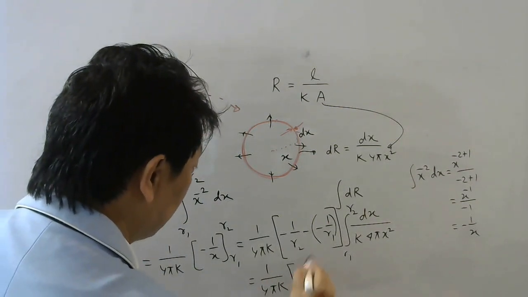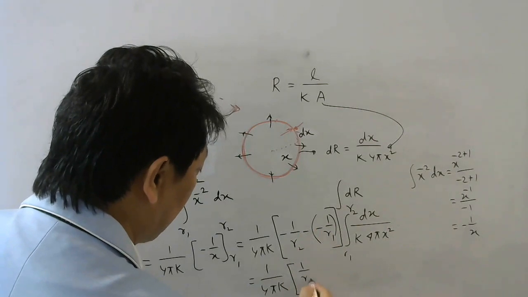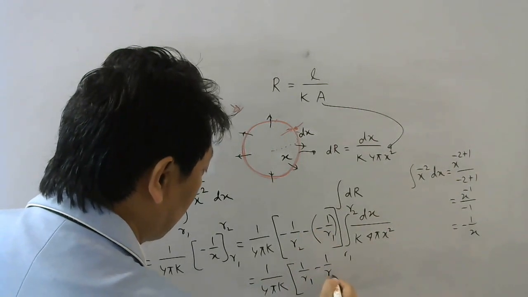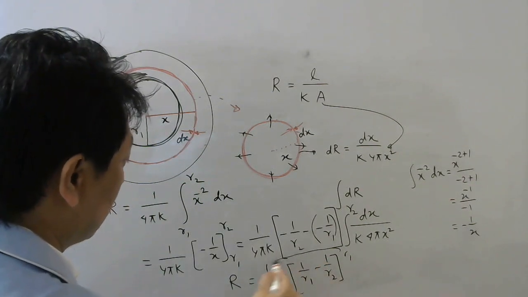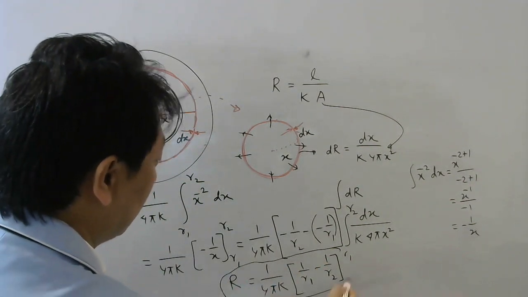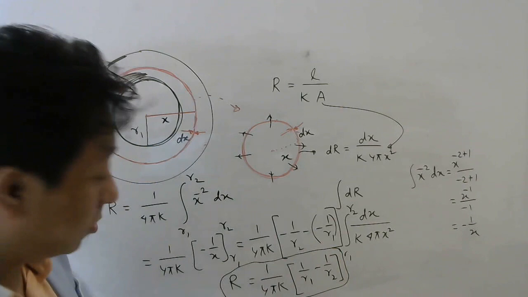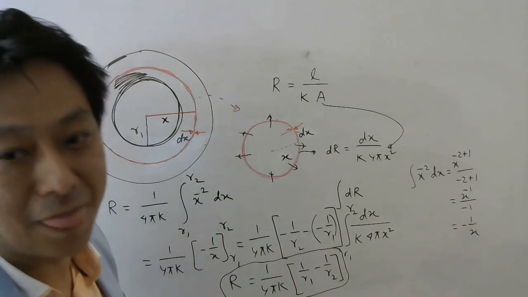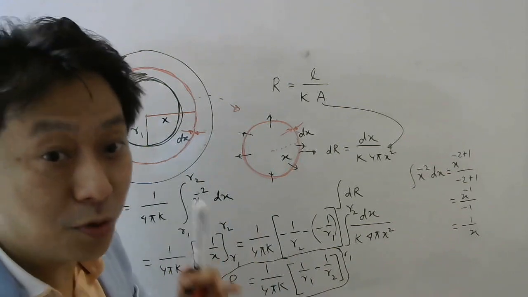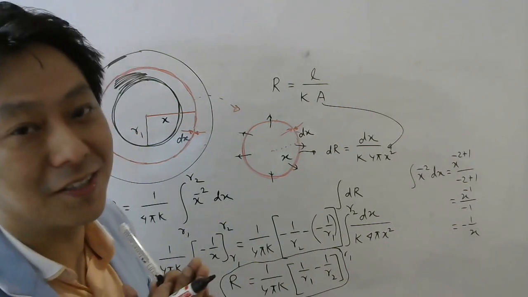And this will become, minus minus is plus, so 1 by R1 minus 1 by R2. So this would be the resistance of the spherical hollow conductor whose inner radius is R1, outer radius is R2. So here you can see a beautiful application of integration, right?